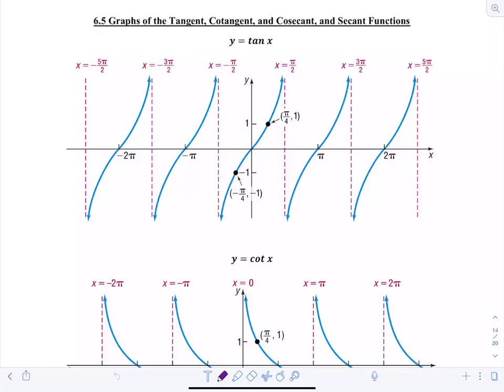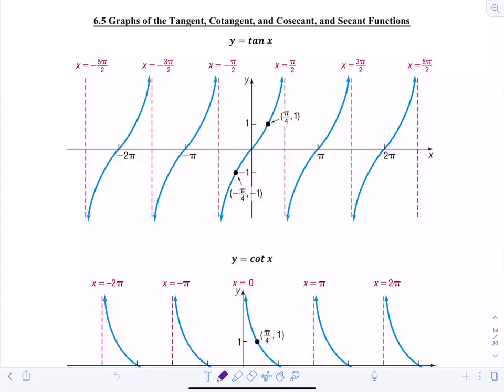Down to section 6.5, graphs of the tangent, cotangent, cosecant, and secant functions. So here we're just going to look over the basic parent graphs, identify some key features, and then we'll go over 4 examples total, one for each of the new functions that we're going to be graphing.